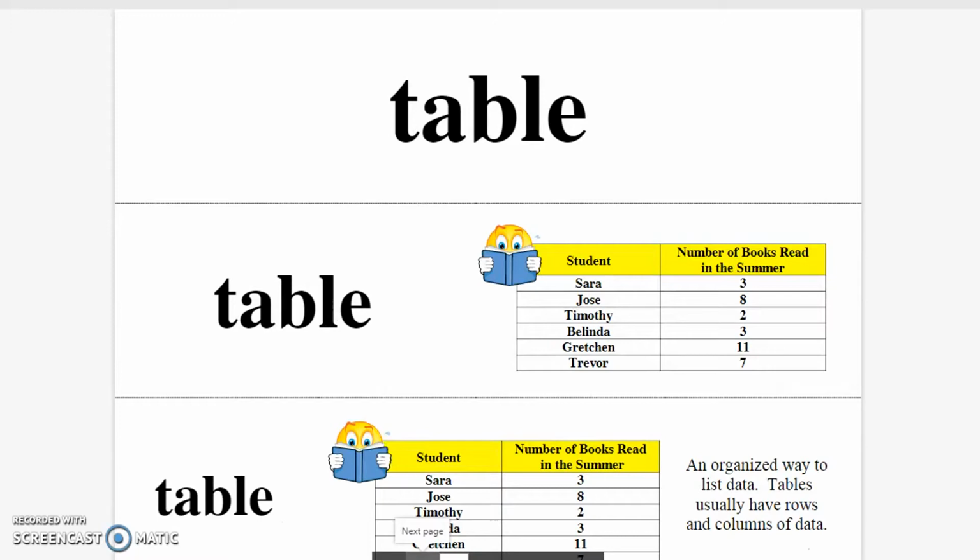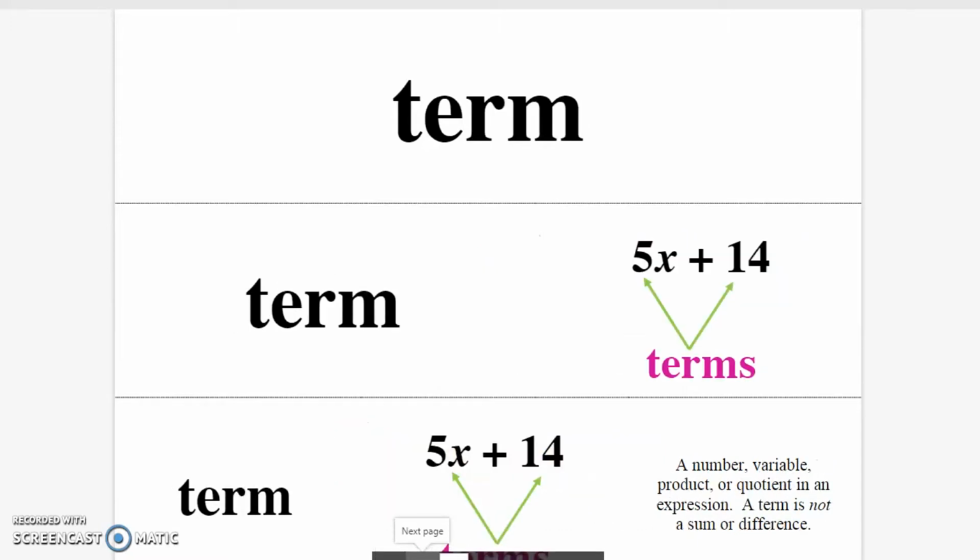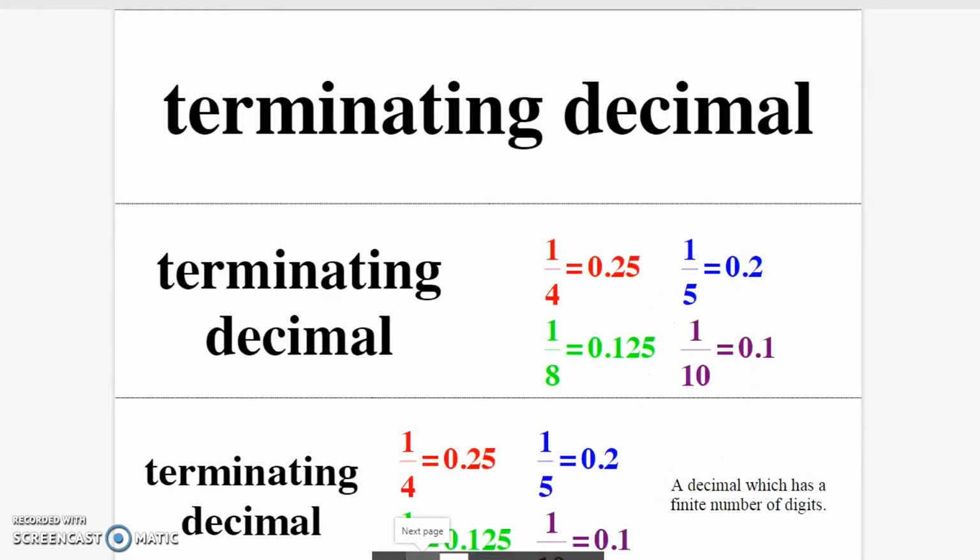Table, an organized way to list data. Tables usually have rows and columns of data. Term, a number, variable, product, or quotient in an expression. A term is not the sum or difference. Terminating decimal, a decimal which has a finite number of digits.